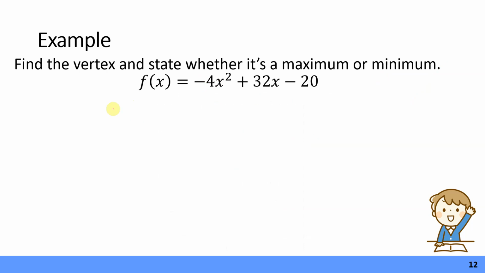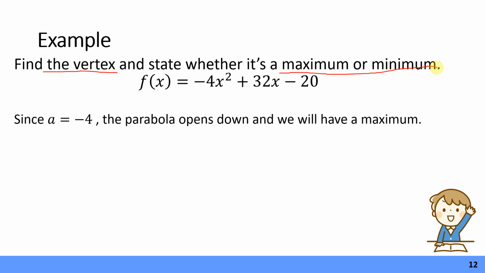All right, let's go ahead and try another example. This one, they're not asking us to do all the steps. They just want us to find the vertex and determine if it's a maximum or a minimum. We should already know how to do that. The first thing we notice is that a, remember, a is the number in front of the x squared. Since a is negative, the parabola is going to open down, because remember, negative is like a sad face.